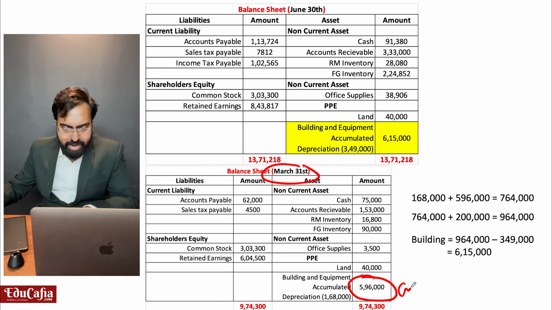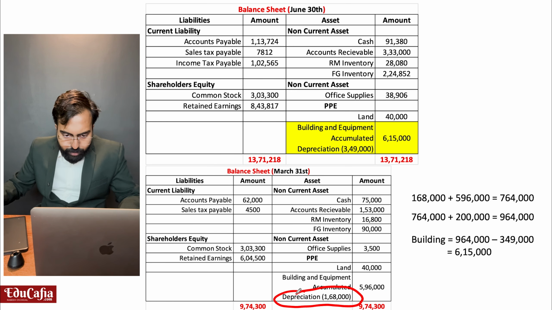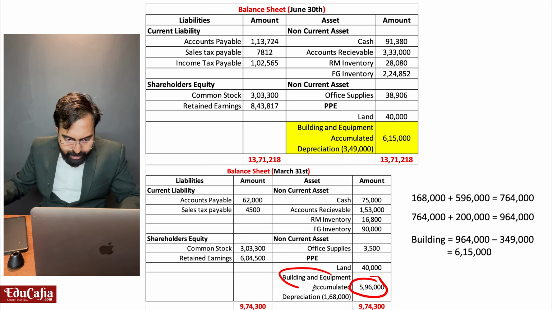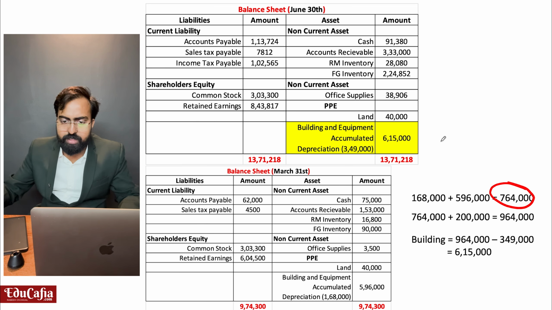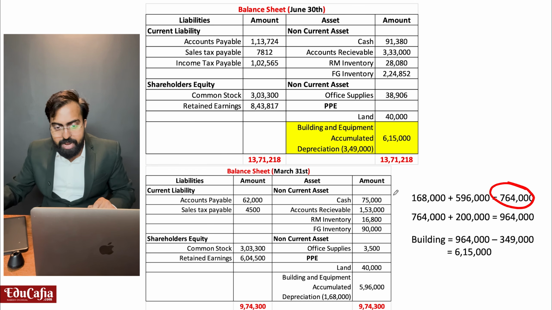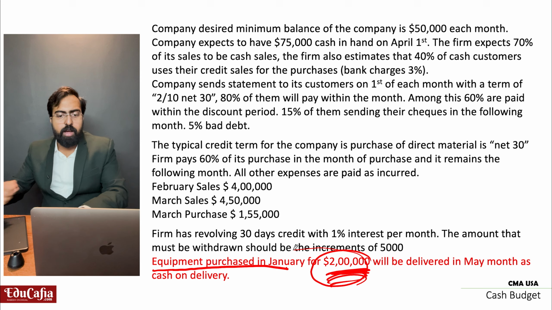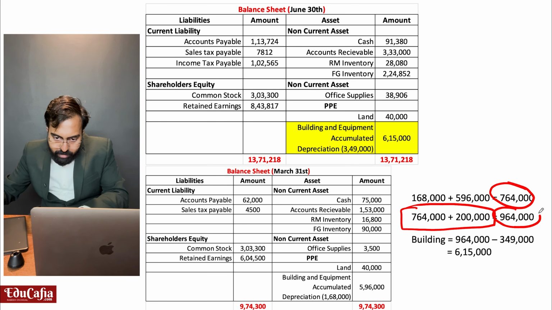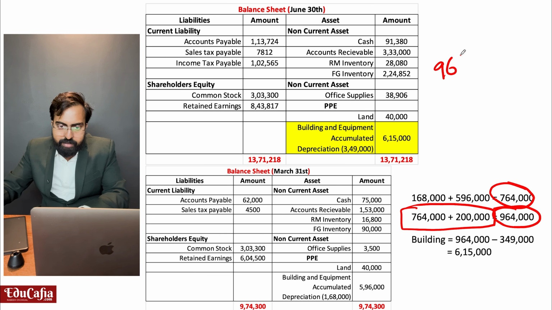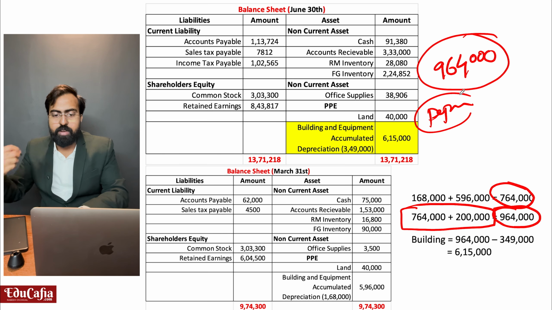This is carrying value, not the building value, because it is already depreciated. So the original value of this building, how much? This 5,96,000 plus this depreciation, that is equal to 7,64,000. That is the original value. To that value, I have to add 2 lakhs. Why? Because there was 2 lakhs equipment purchased in May month. So if I add, the total value of that machine is 9,64,000.